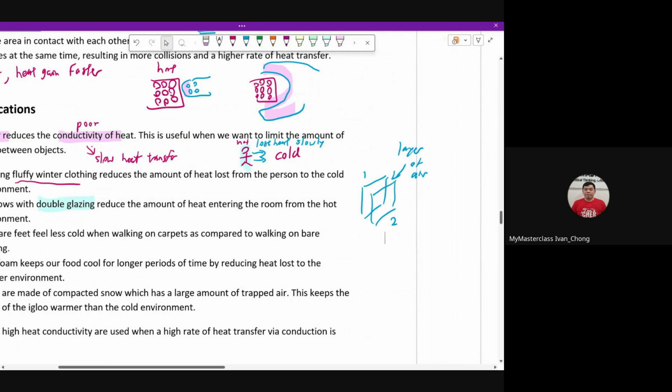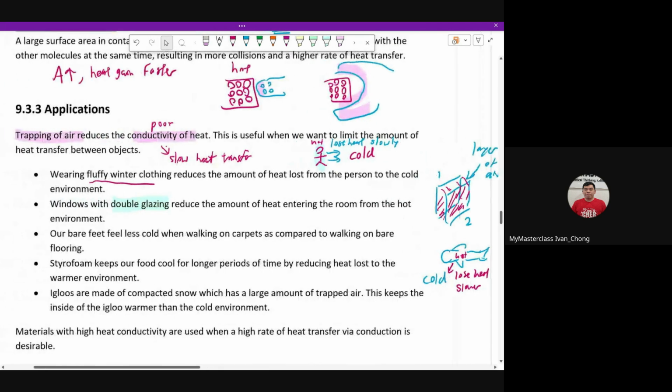So when you see an airplane, I don't know how to draw an airplane, but an airplane looks something like this. Outside the environment is cold and inside is warm. So what happens? You are losing heat. You don't want to lose heat so fast because outside is very, very cold. So you want to lose heat slower. By using this trapped layer of air in between the layers, this is all air. This trapped air is a very, very poor conductor of heat, and because of that, you will lose heat slower. So that's why double glazing works.